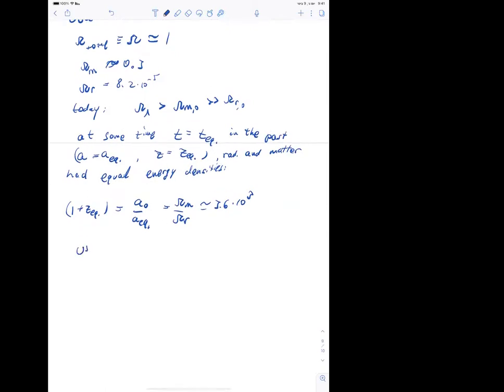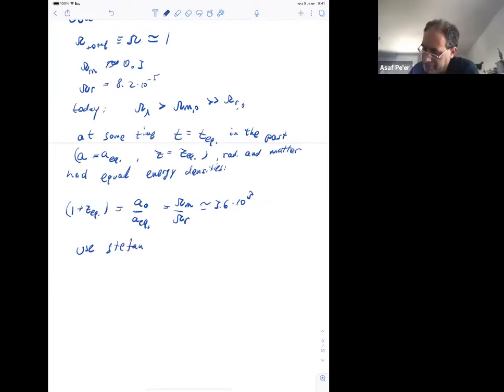So use Stefan with an F, Boltzmann law. T radiation goes to rho R, T to the 4 goes to rho R, which is proportional. So T to the 4 goes to rho R goes as 1 plus z to the 4. All right.